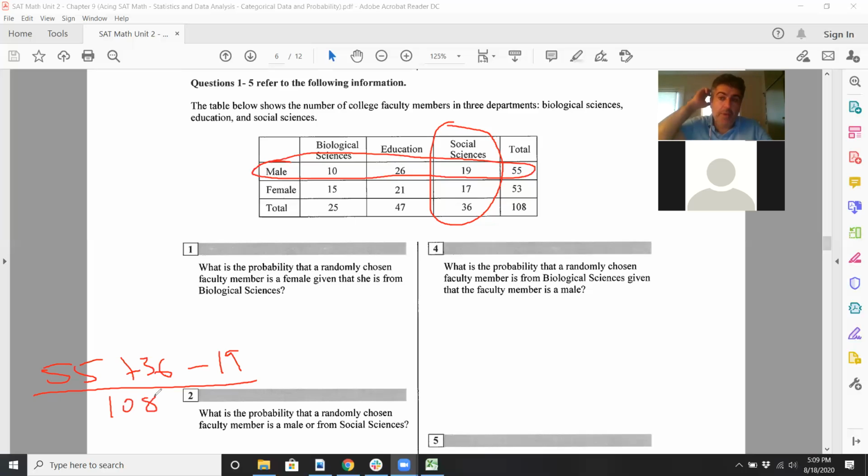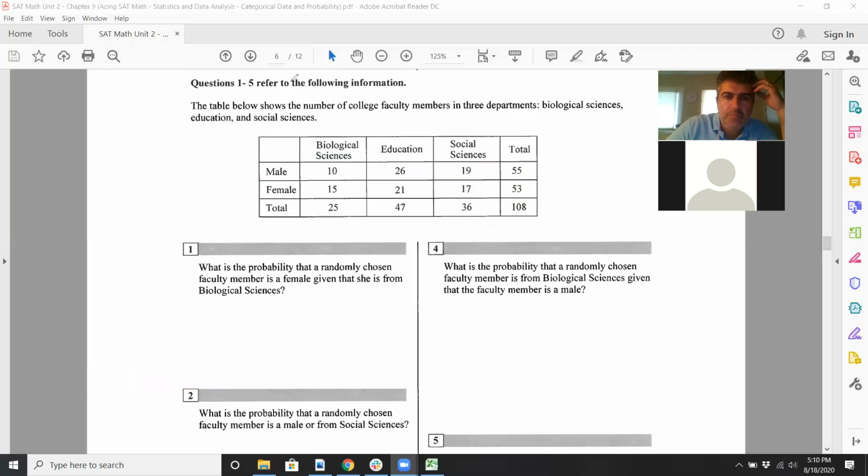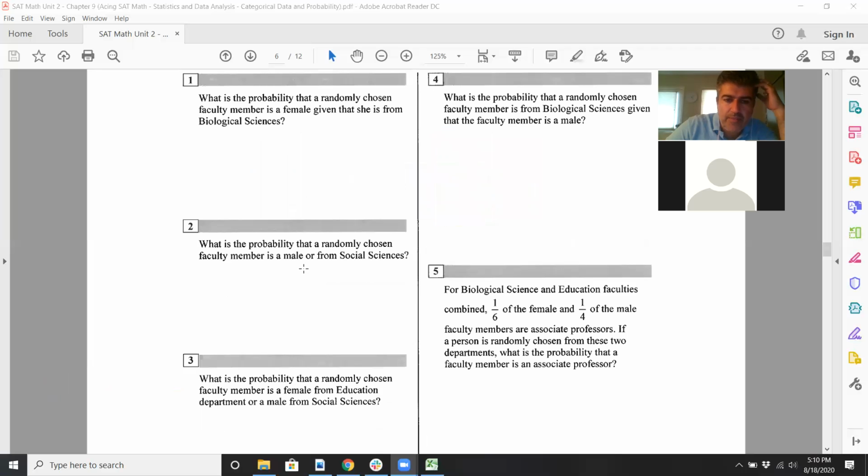So just make sure you subtract the overlap. That's the takeaway. When you see the word "or," and there's an overlap between the two groups, make sure you subtract. Find the total males, find the total social science, fine, but make sure you remove the overlap. That's important. And whatever that is, that would be your answer. Okay, Grace, I see you next.